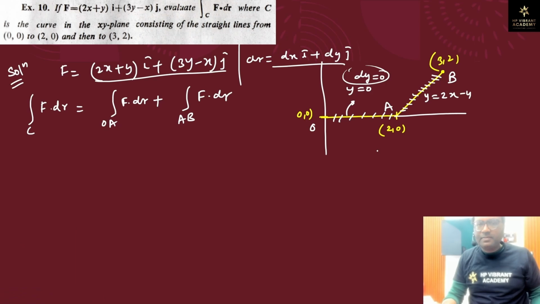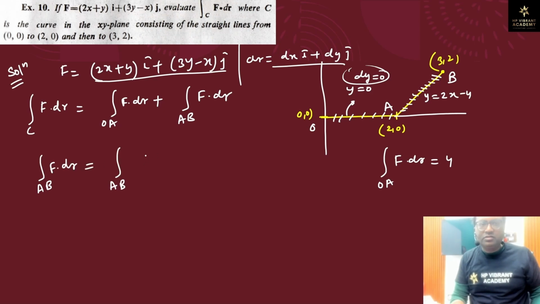So this is f dot dr along OA, which is 4. Now let us find this. Along AB, f dot dr is equal to 2x plus y. Let us take the dot product, that is f dot dr.